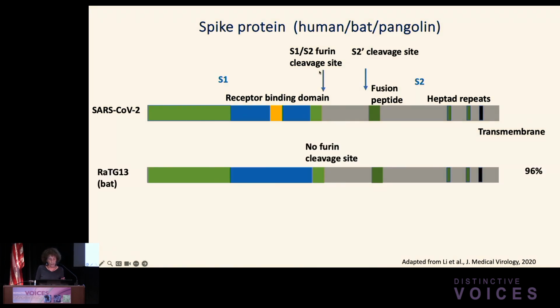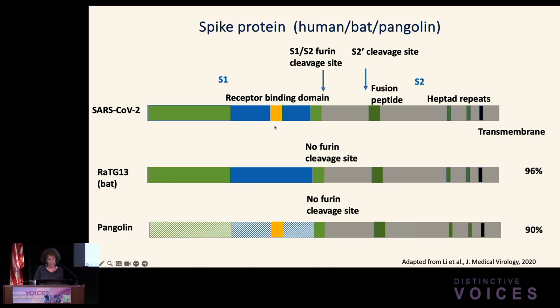The RATG13 spike protein had no furin site. It looked very homologous, very similar to SARS-CoV-2, but the receptor binding domain was different. It didn't have the exact amino acids or the exact residues that would bind to the receptor. So it wasn't that close, even though people thought it might be a precursor. The same goes for this pangolin virus: no furin cleavage site, and it didn't quite match in the receptor binding domain. So neither one of these really fit the bill for an immediate precursor.